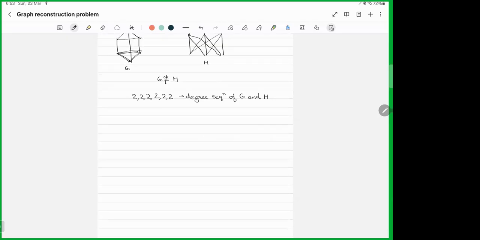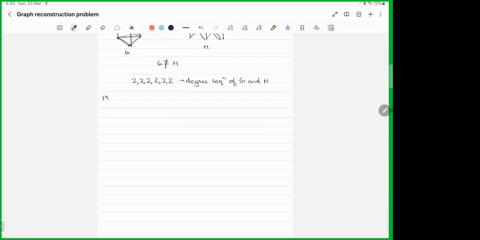So this question was first raised in 1960 by Kelly and Ulam, who said that if two graphs have the same set of cards, so same set of cards means all the n minus 1 vertex subgraphs are the same.